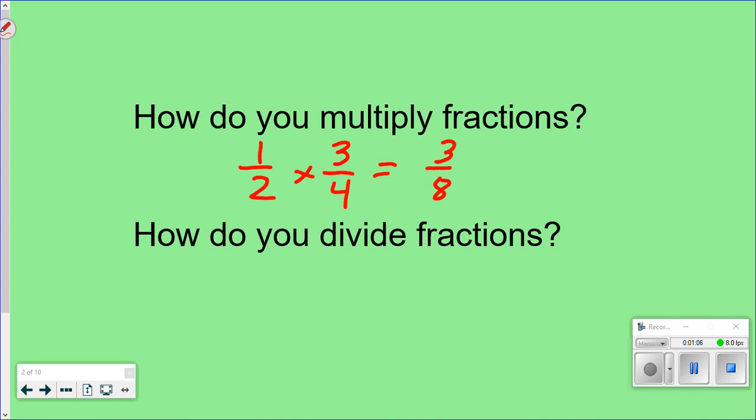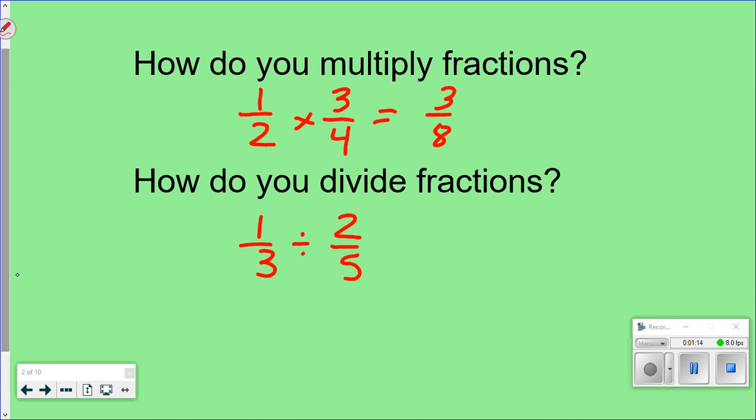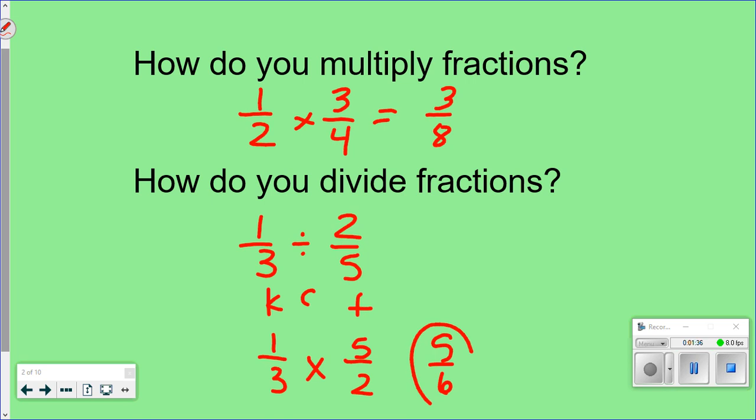And then my next question is, how do you divide fractions? So let's say I have 1/3 divided by 2/5. How do you do this again? There's a certain rule that we used, and we called it KCF. Keep, change, flip. So we're going to keep the 1/3. We're going to change the sign, and we're going to flip the second. Remember, we called it reciprocal, or multiplicative inverse was another word that we used for it. And then you can multiply across again. You can reduce. Multiplying across, I can't reduce anything here. I get 5/6 here, and that would be my answer.